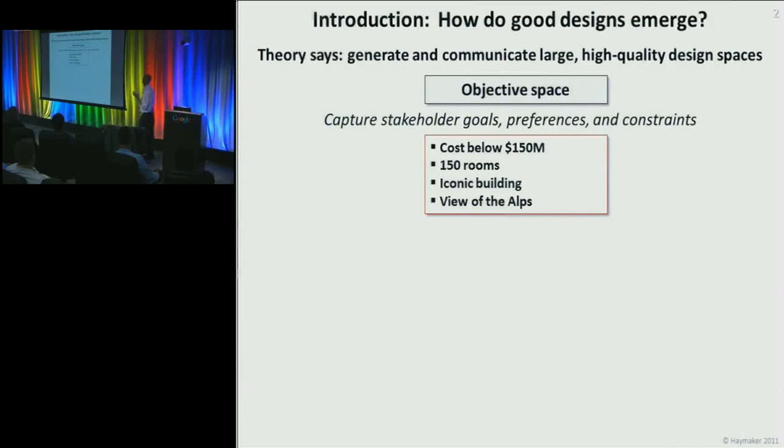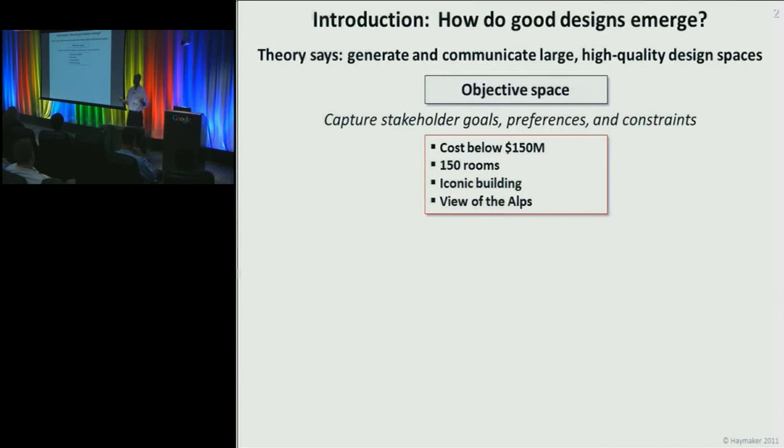So just generally, to get us on a baseline: how do good designs emerge today? Well, theory says we need to generate and communicate large design spaces. We can't rely on our precedent and say, hey, last time we built a building just like this, let's just do it again. We have to really step back, look at all the possibilities, search through them, understand trends, and get to the best designs. So design space generally consists of 4 subspaces.